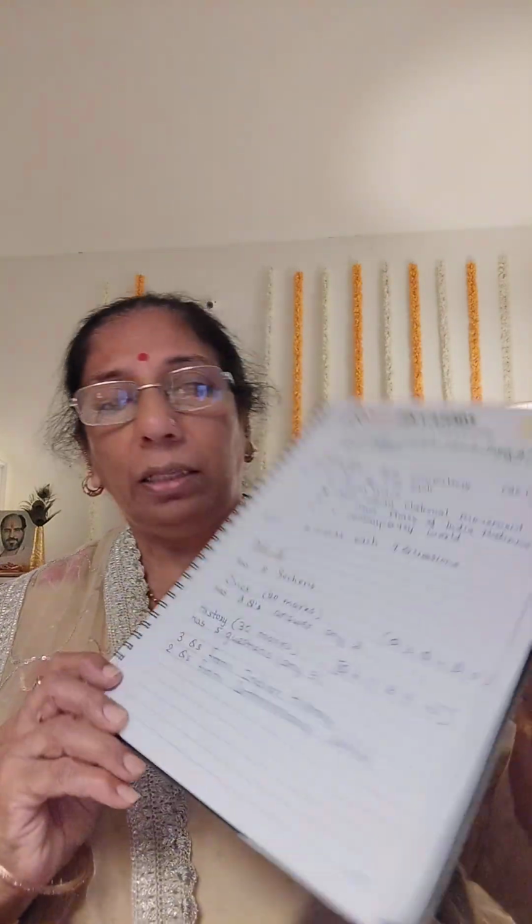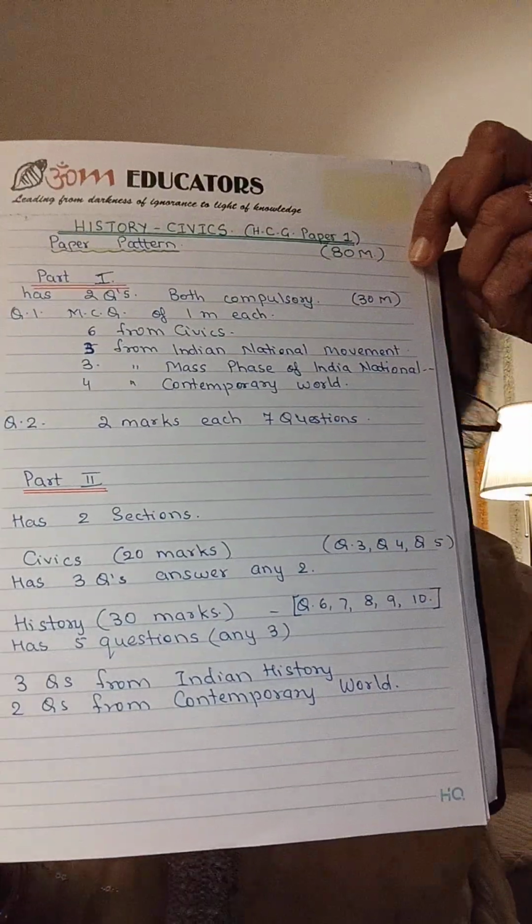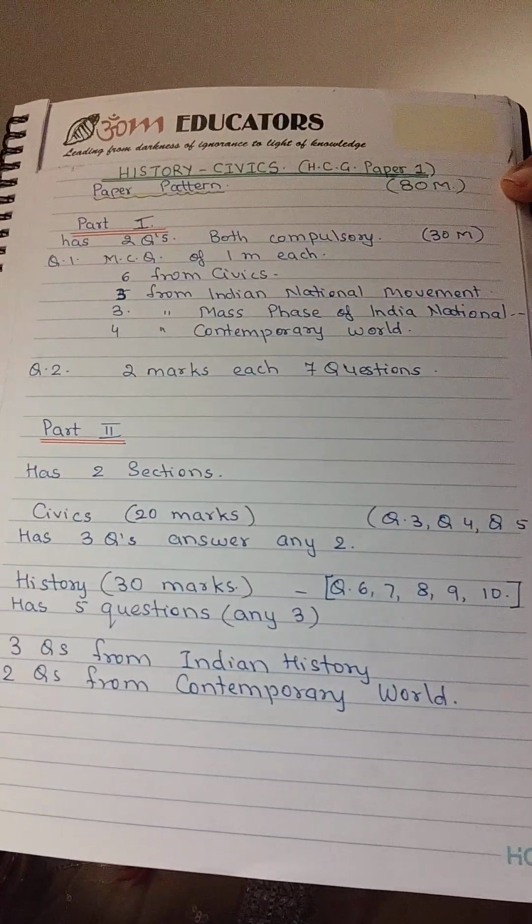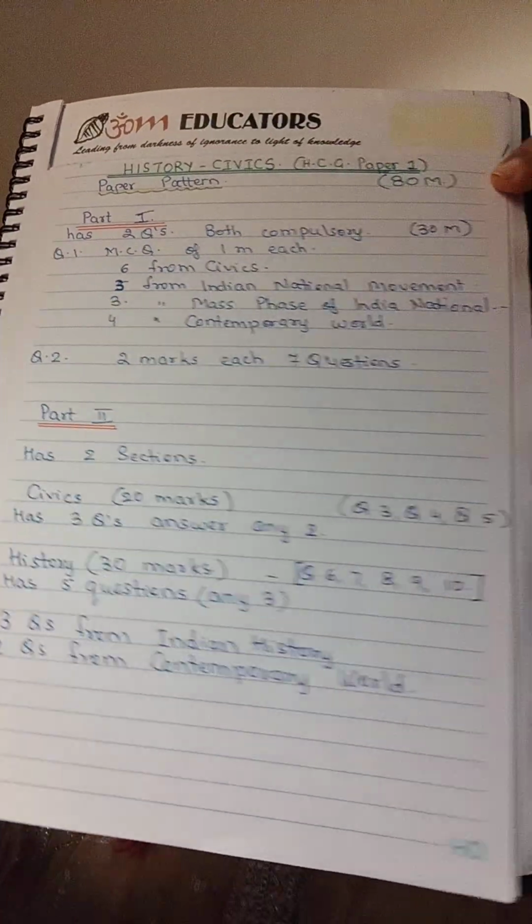Okay. So your history civics paper is paper 1 of HCG. Okay, you all know that, no? It is paper 1 of HCG. If you want, you can take this down, I don't mind. Okay, so I'm going to be discussing that. So you have parts in your paper. So your first part 1 has got 2 questions. Both are compulsory, and it totals to about 30 marks.